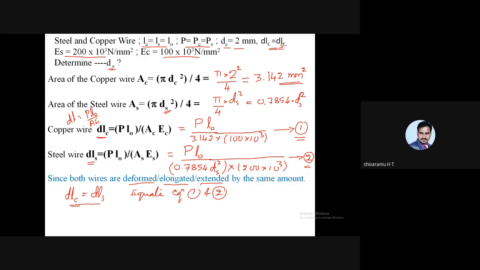So the Young's modulus, both are subjected to the same load and both have the same length, and the diameter of the copper wire is given. Here the Young's modulus of the steel is 200 into 10 power 3 Newton per square millimeter. But the Young's modulus of the copper is 100 into 10 power 3 Newton per square millimeter. It means that the steel material is stronger compared to the copper material. It means that obviously the diameter will be less for steel compared to the copper material.